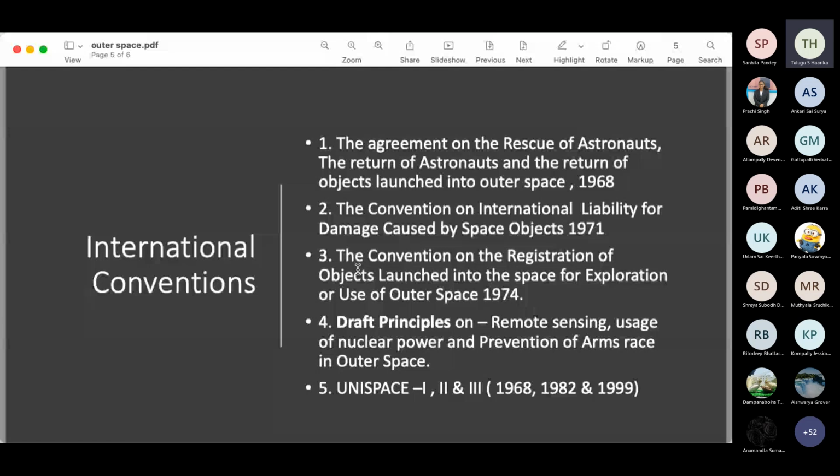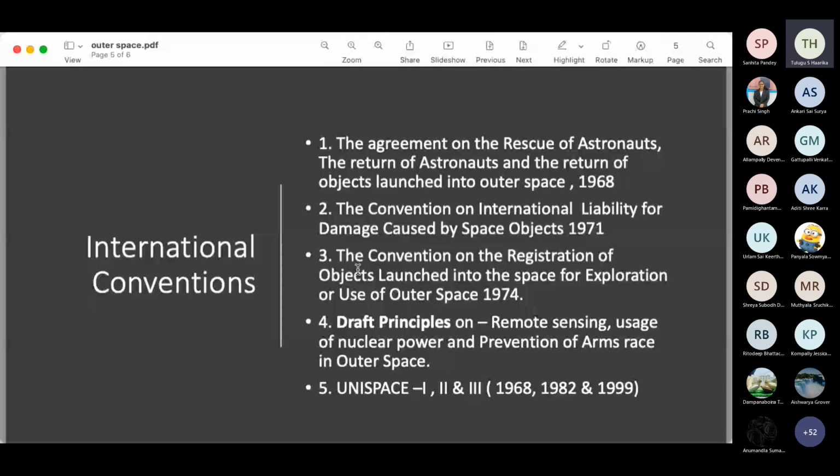So this convention ensures prompt and full compensation for any damage caused by a space object on the surface of the Earth, or to aircraft in flight, right? Any damage that has been done, the state that launched that space object has to compensate, whether it is on the territory of the Earth, or damage to an aircraft which is standing, or an aircraft which is in flight.